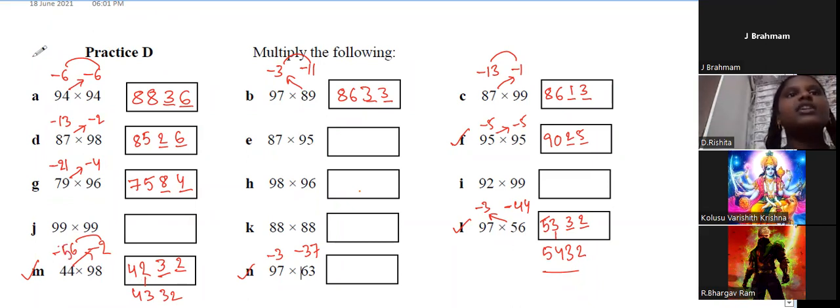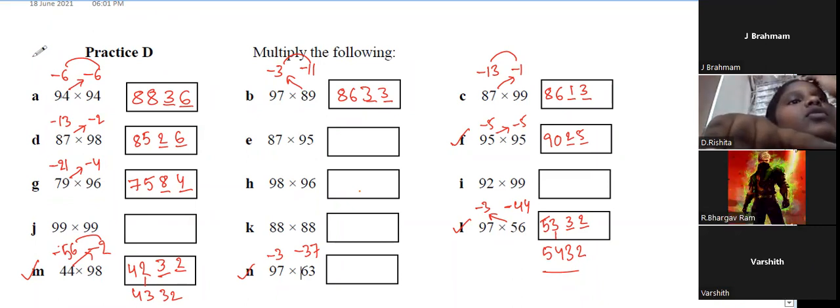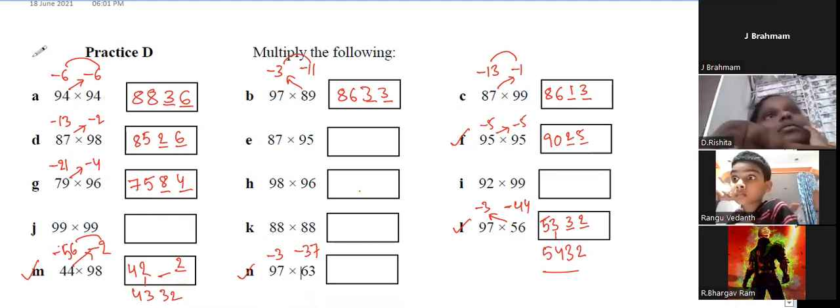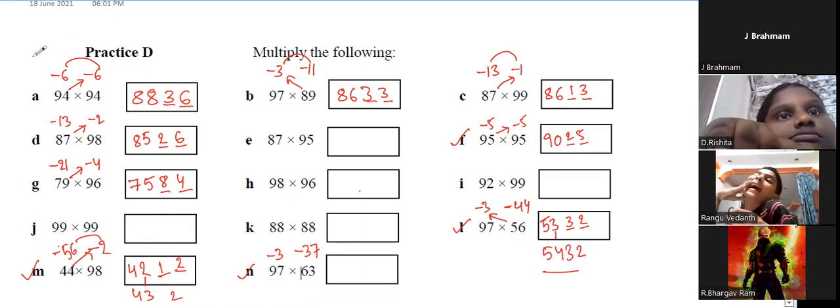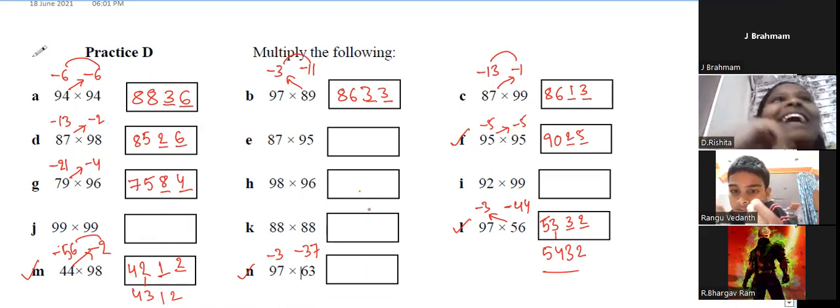4, 3, 1, 2, sir. 112, right? Yeah, sir. Double is 112. Yes, sir. In place of 3, we will write 1, sir. Okay, then. This is 1 and here also 1, sir. Who has doubt?